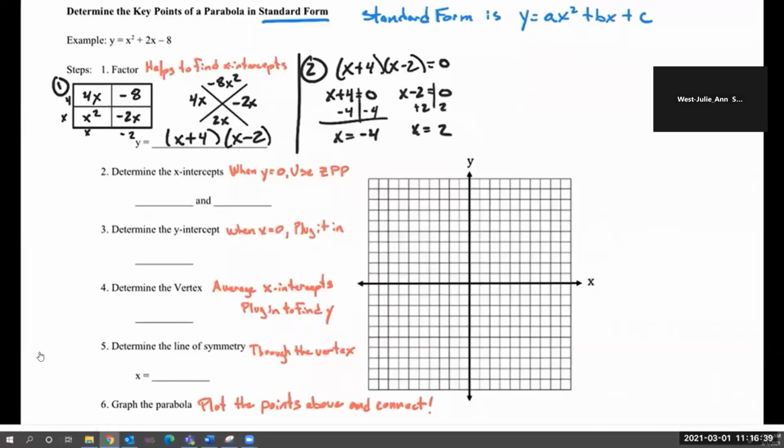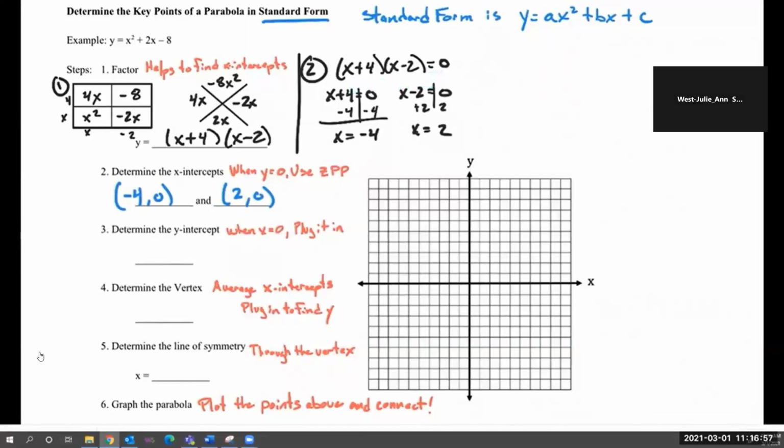So I'm going to put those in blue here. We'll say this is negative 4 comma 0 as a coordinate point and positive 2 comma 0 as a coordinate point, because at every x-intercept, y is equal to 0. That's why we were able to set 0 equal to our factored form.